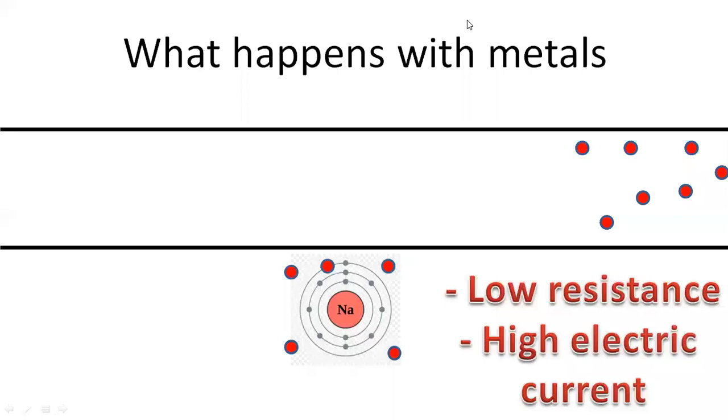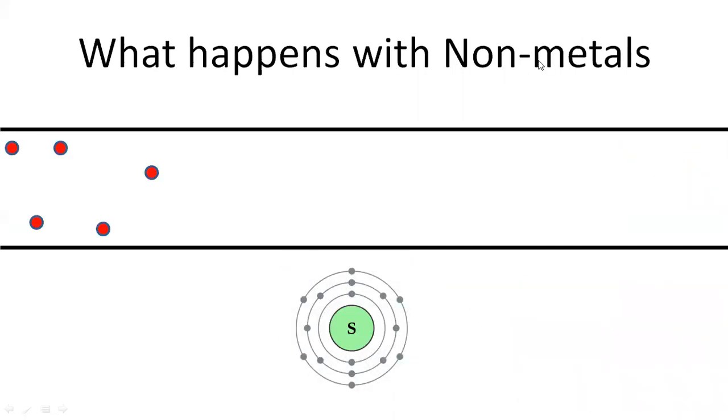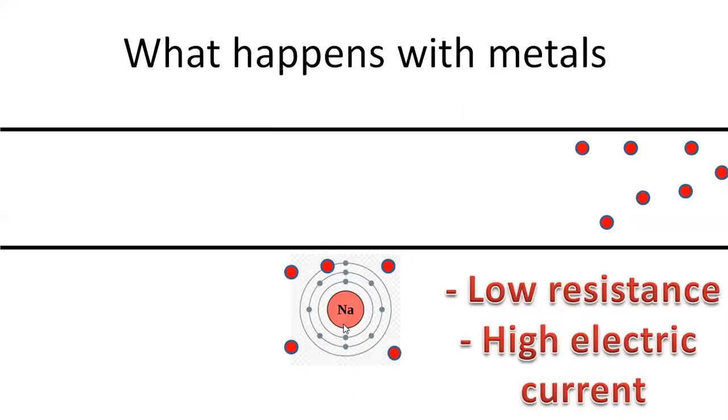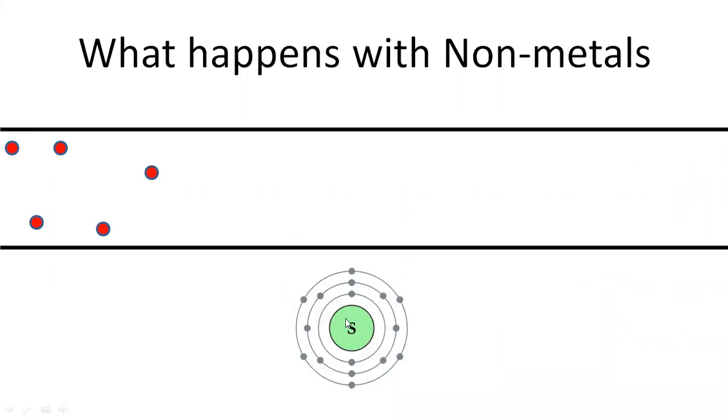Okay, good. Now we will focus on non-metals. What happens with non-metals? For the example of non-metals, I have replaced sodium with sulfur. Sulfur is a non-metal. Now focus on this. You can see the number of free electrons here. To begin with, non-metals have very few free electrons. That is the main difference. Metals have many free electrons and non-metals have very few free electrons.